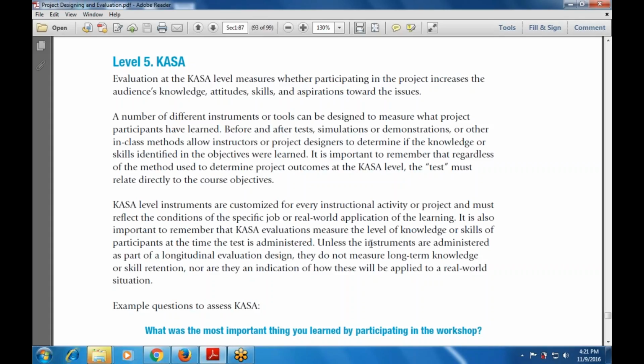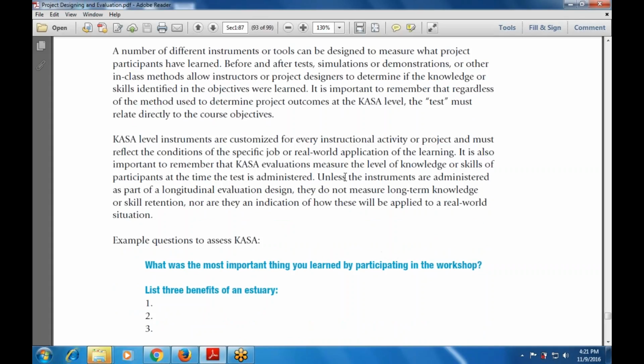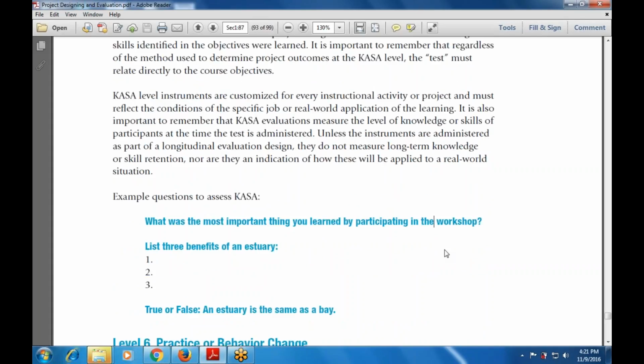Now, what are the various questions that are used to assess the CASA? What was the most important thing that you learned by participating in the workshop? That means what is the most important thing that you have learned by participating in the workshop? Then list 3 benefits of the estuary. What are the three benefits of the estuary? That is 1, 2, and 3.